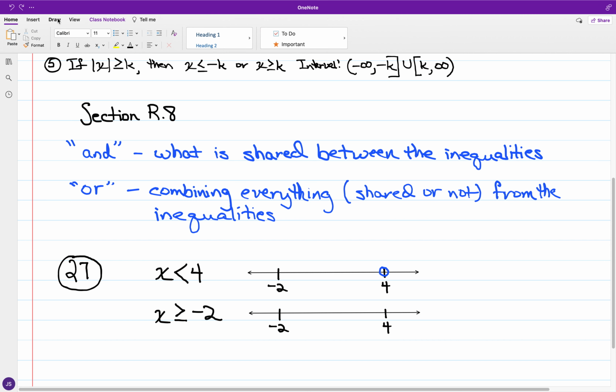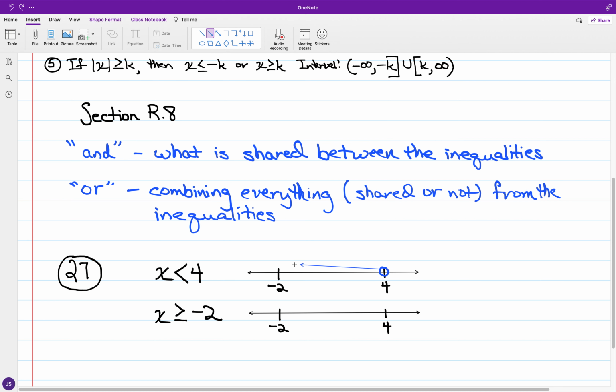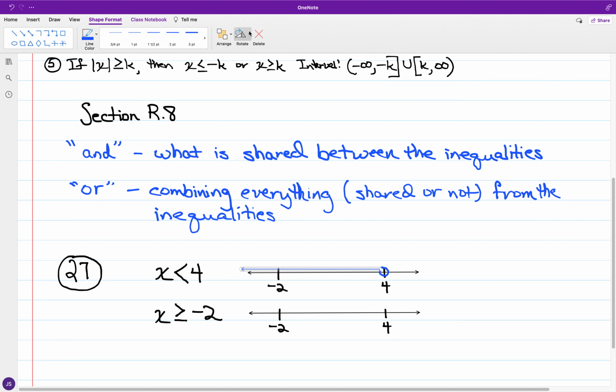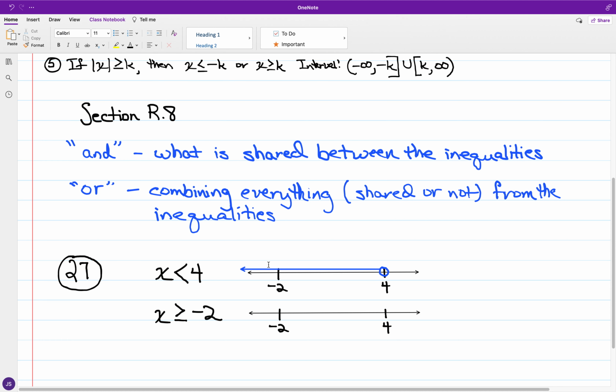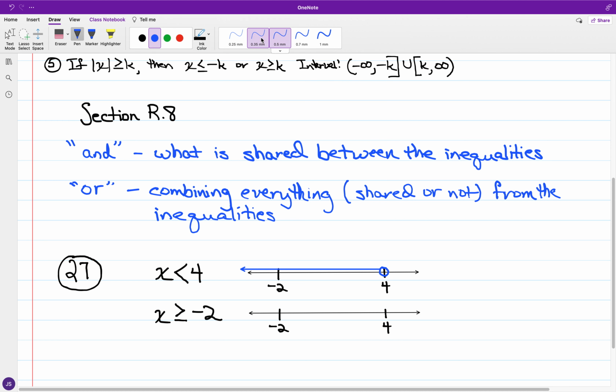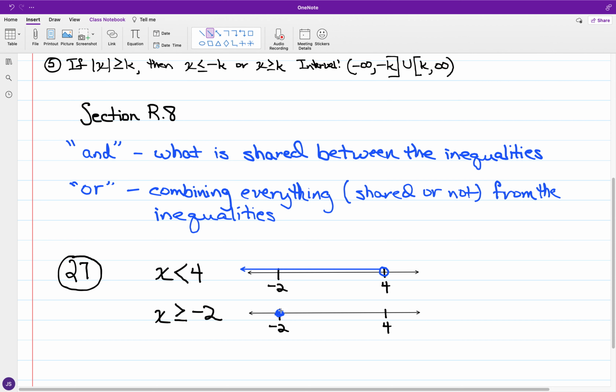So I have a ray that's going out to the left. This is representing x is less than 4. Now for x is greater than or equal to negative 2, with the equal sign, negative 2 is included. So we're going to have not an open circle, but a closed point at negative 2. That part we have with x equal to negative 2. Everything else is going to be greater than, and so we're going to have a ray that goes in the other direction.